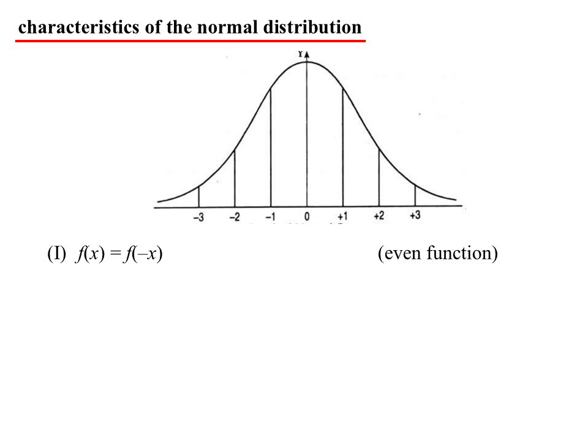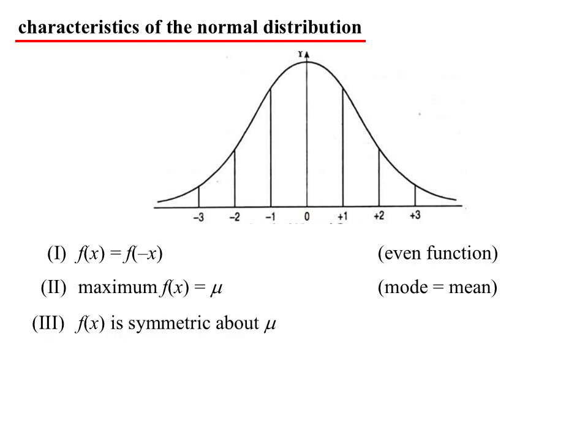It's an even function. Well, it's symmetric. So f(x) equals f(negative x). The maximum value is the mean. In other words, the mode is the same as the mean, which, as I said before, also happens to be the same as the median as well. Thus, these two together are telling me it's symmetric about that mean. And here's an interesting one. It inflects one deviation away from the mean, either side. That's where the point of inflection can be found.